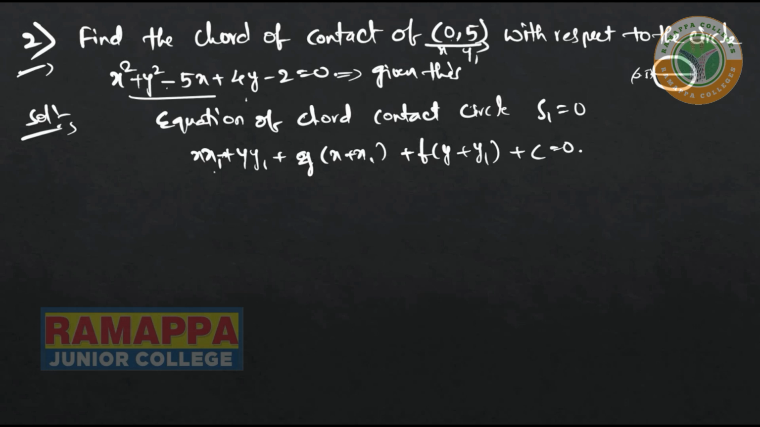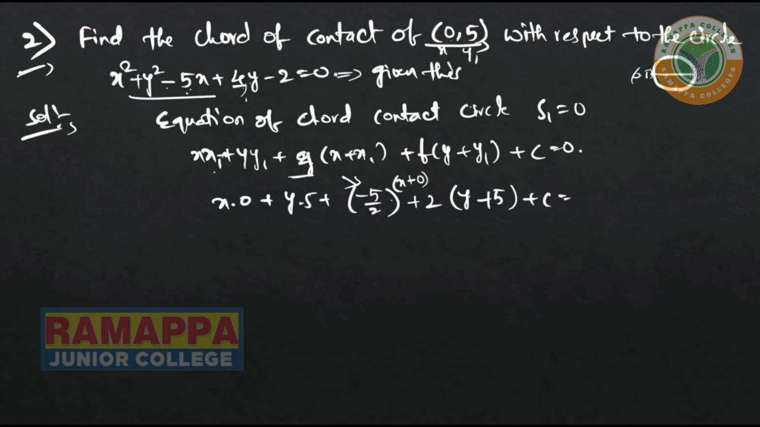x1 is equal to how much here? 0 only. So x into 0 plus y into 5 plus g, which we get from this one, is minus 5 by 2 here, and f is equal to 4 means 2 here, and y1 is 5. g is 1 and x1 is 0. So x plus 0 here, 2 into y plus y minus, so f will become 2, and it will become 5 plus c is equal to 0 here. So c is equal to how much? Minus 2. So this is minus 2.